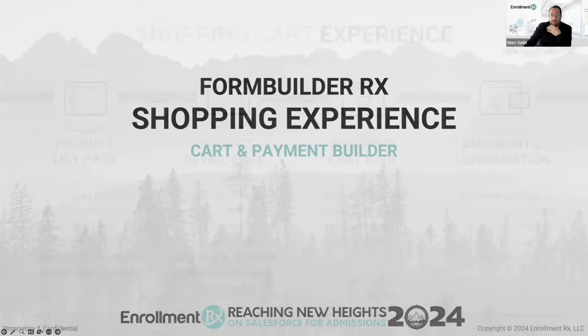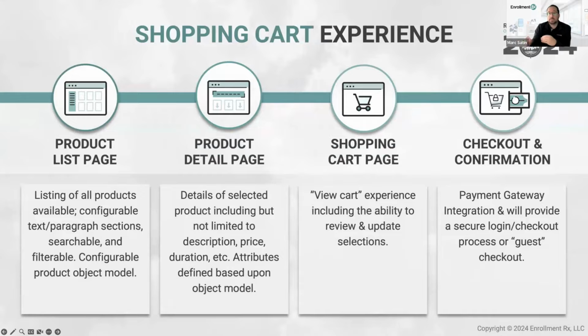So let's talk about the four out of the box experiences. After you configure Cart Builder and Payment Builder, what are the immediate out of the box pages that get created? So the first one is going to be referred to as a product list page. And a product list page is just that. It allows us to display all of the products that are available, all based upon criteria, based upon some sort of configuration, based upon data in Salesforce.